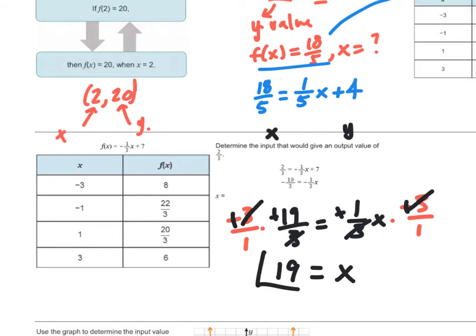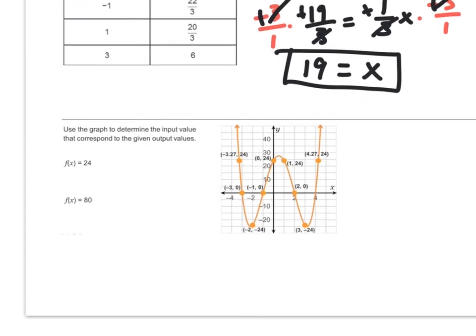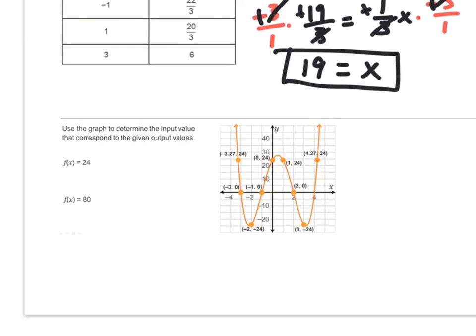Okay? And that's it. All right? Take a look at the next one. Use the graph to determine the input value that corresponds with the given output values. So this is asking me to use the graph to determine the input value, that's your x value, that corresponds to the given output values, your y values.